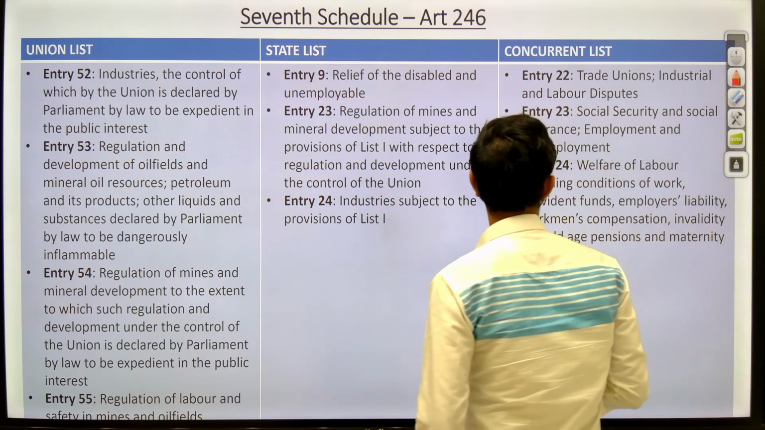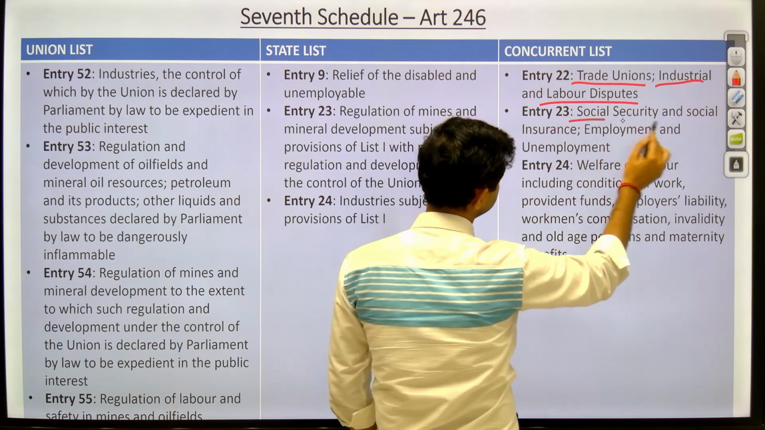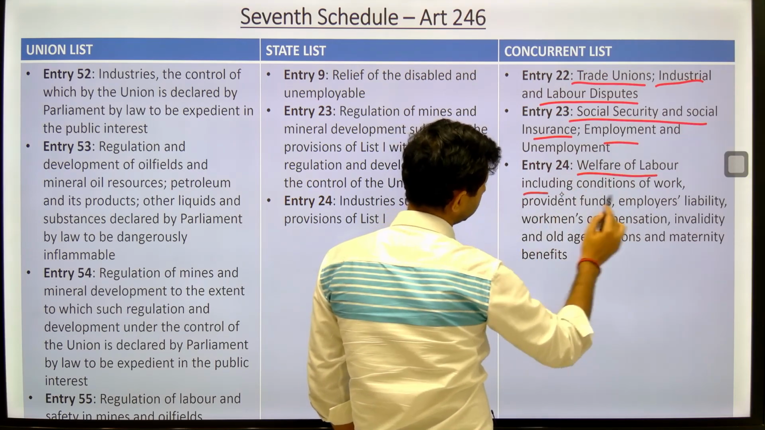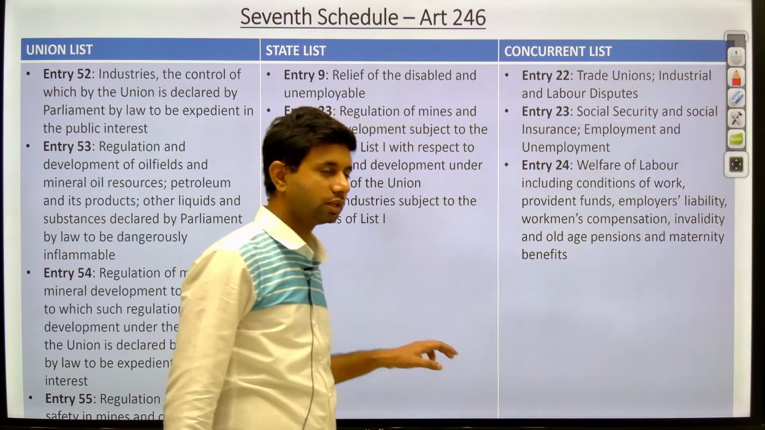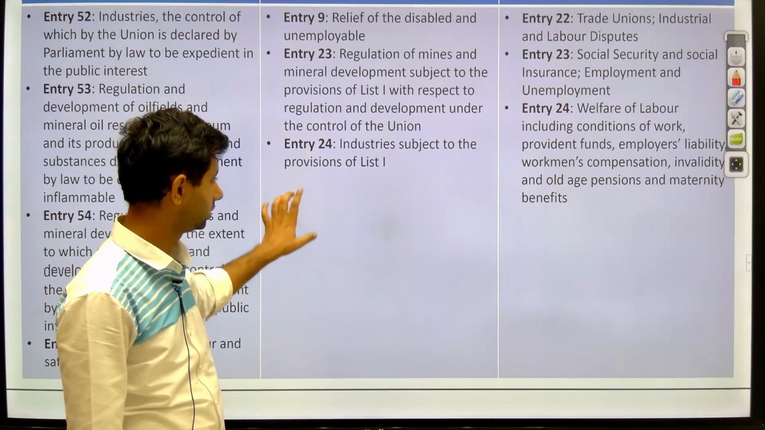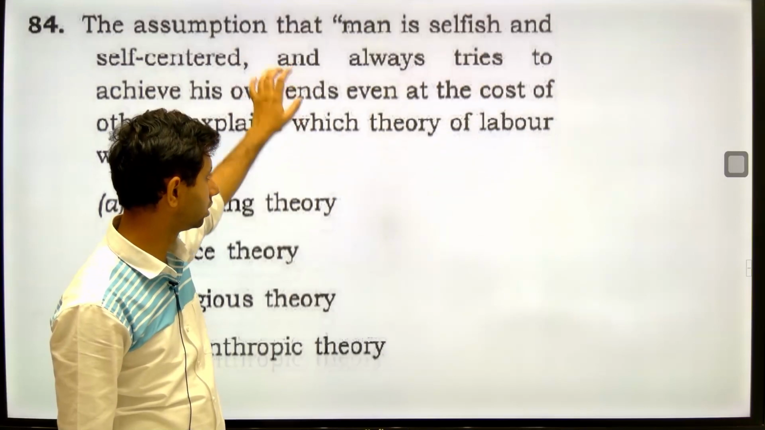Whereas in the concurrent list, trade unions, industrial and labor disputes are there, social security and social insurance is there. Welfare of labor including conditions of work are there. So before going to the examination, just have a look at these lists, and this is a very short 1-page list. Then you'll be much more sorted with respect to any constitutional question that can come in the examination.